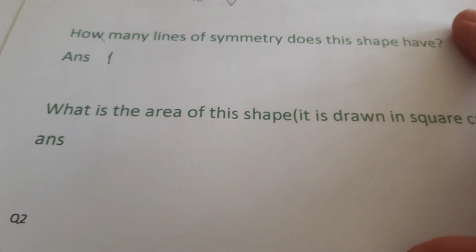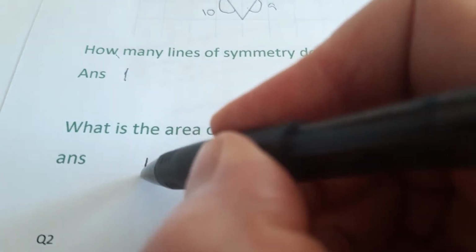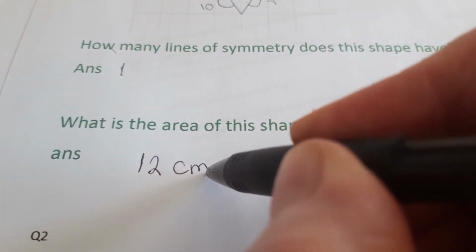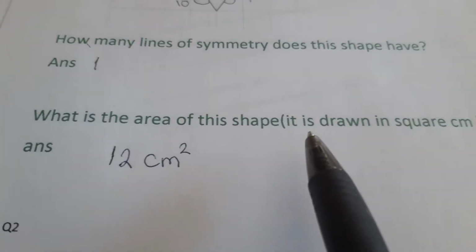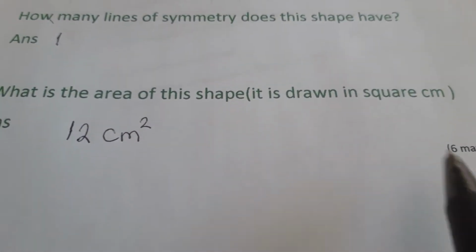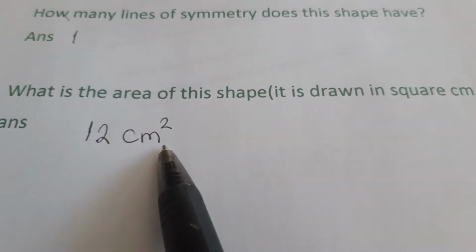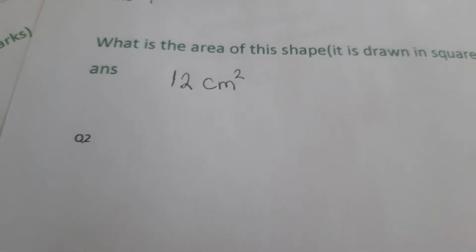So the area you write as 12. That's not the full answer. You have to write cm² because it told you it is drawn in square centimeters. Okay. You would lose a full mark for not writing cm² in that kind of question. So make sure you write your unit.